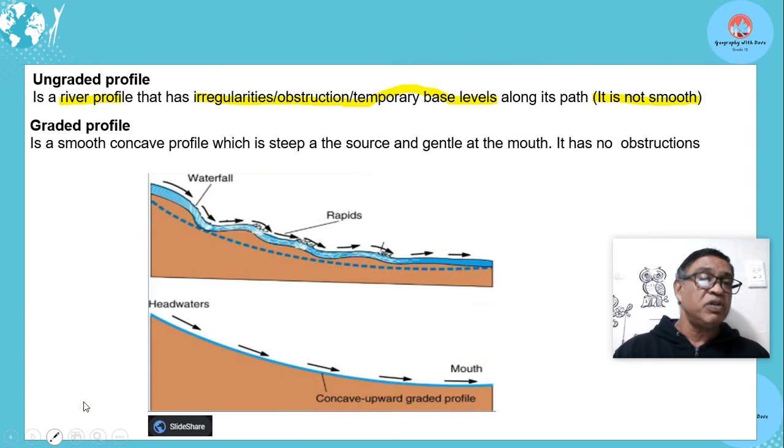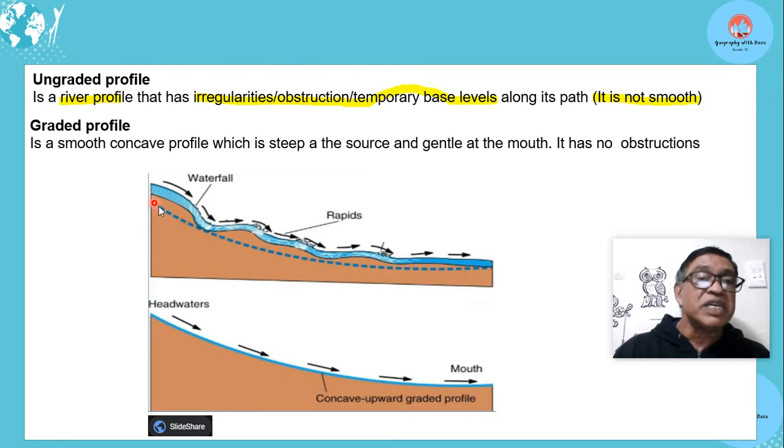There's a waterfall down here. Can you see it? So it takes a bend. It comes down the steep gradient, rejuvenation, etc. Then there's a few rapids. Sometimes there could be lakes in the area. So these are all little obstructions on this river's path to the ocean. Okay, or irregularities or base levels, which I will come to. All right, so this is not smooth.